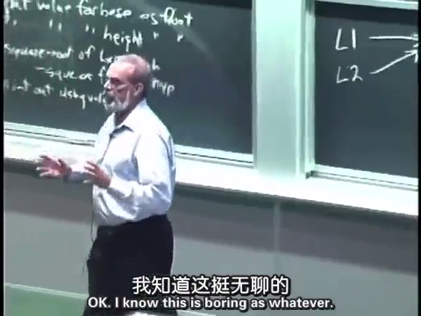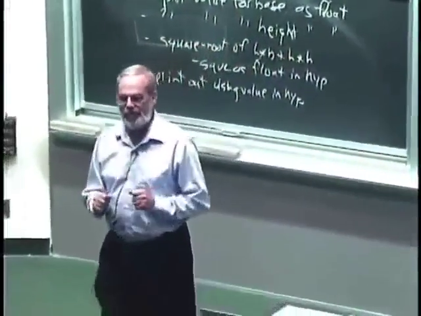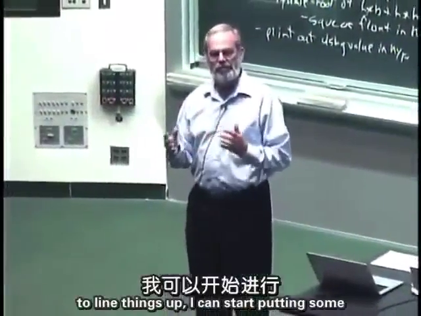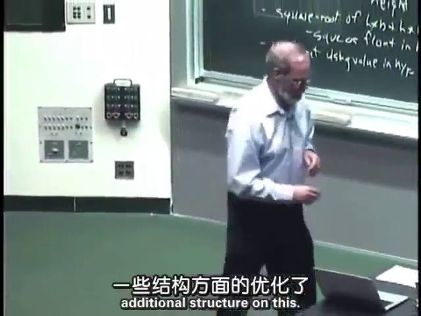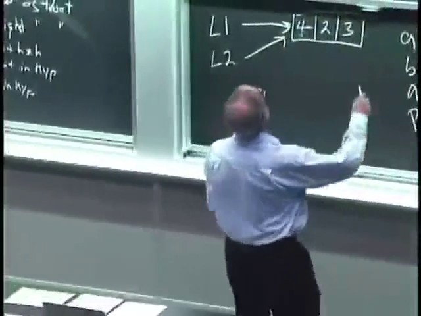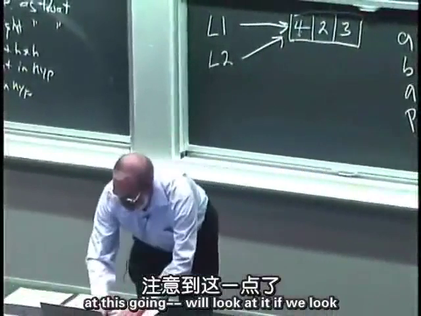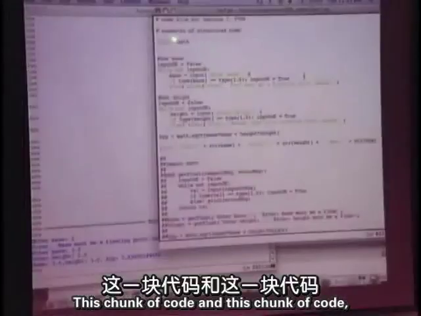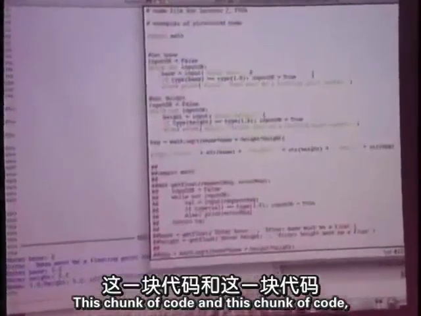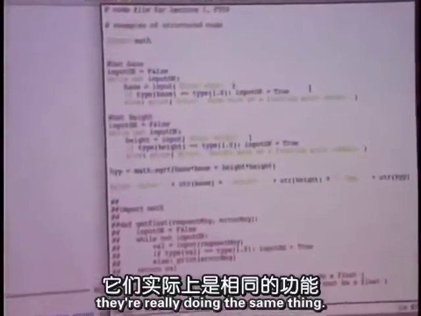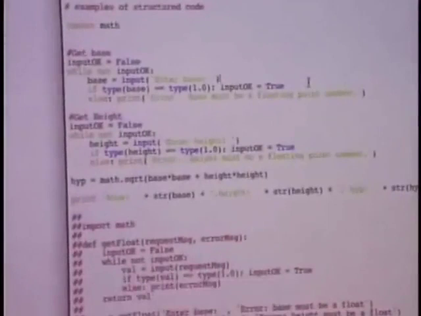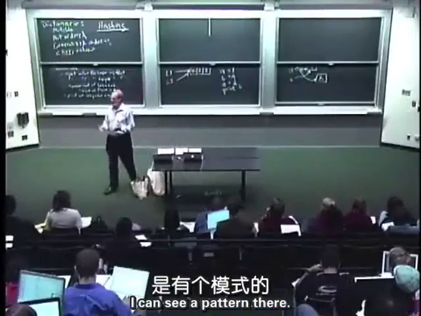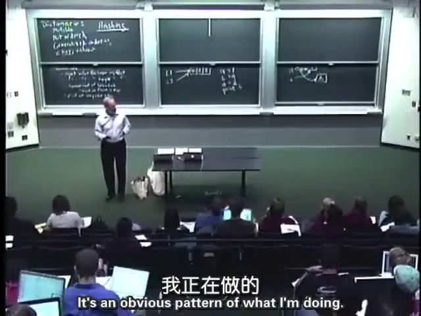Okay, I know this is boring as whatever, but there's an important point here. Having now used this pseudocode to line things up, I can start putting some additional structure on this. And in particular, I'm sure you're looking at this going, well, look at that, if we look at the right piece, wait a minute. This chunk of code and this chunk of code, they're really doing the same thing. And this is something I want to use. If I look at those 2 pieces of computation, I can see a pattern there. It's an obvious pattern of what I'm doing.